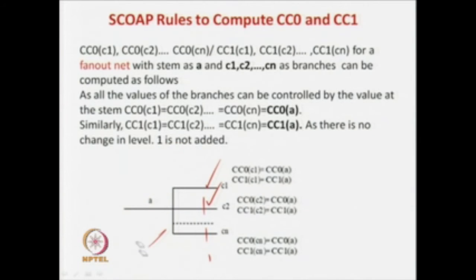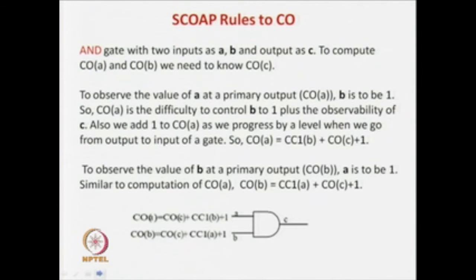So, directly you can say that for the fan outs, whatever is the difficulty of CC0 over here, the same thing will be applied, CC1, the same value will be applied here, because there is no level shift and nothing is there. So, till now we have seen the rules to control a line, how difficult it is to control a line to 0 and how difficult it is to control a line to 1, that is the level rules.